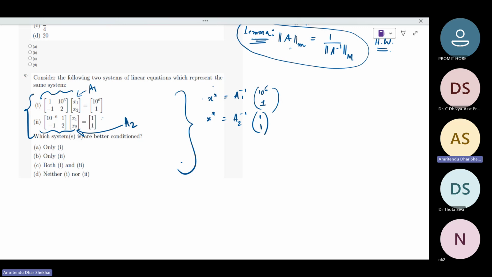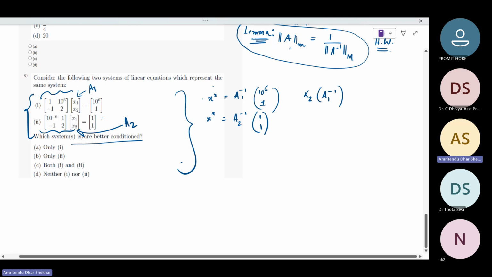The question is slightly ambiguous. It doesn't tell you how you go about solving the system. So let's say you solve the system in a regular way. You just take the inverse of the matrix and compute the inverses. Then the problem of computing the solution boils down to the condition number of the matrix-vector multiplication operation. So you have to look at the condition number of A1 inverse and the condition number of A2 inverse.